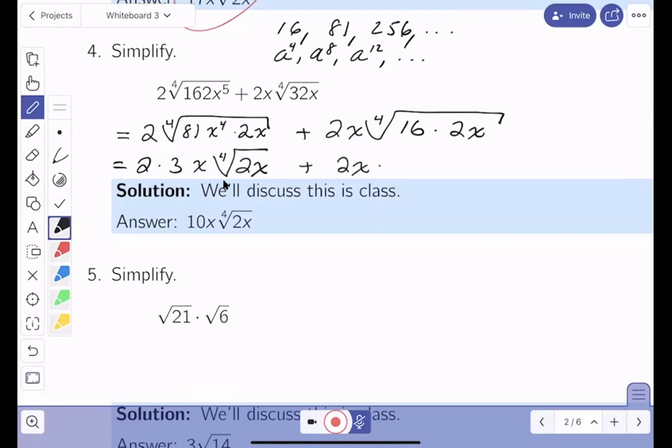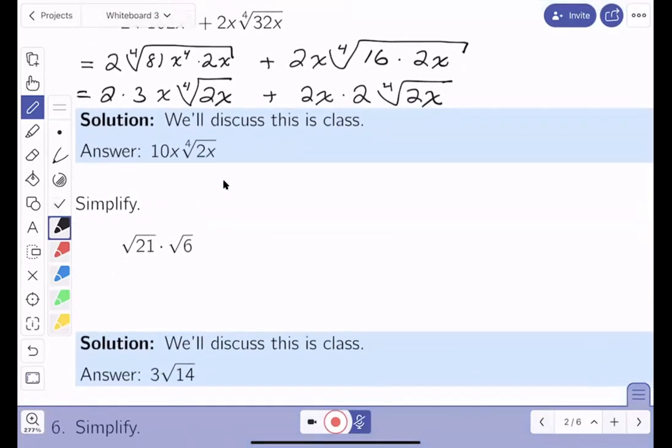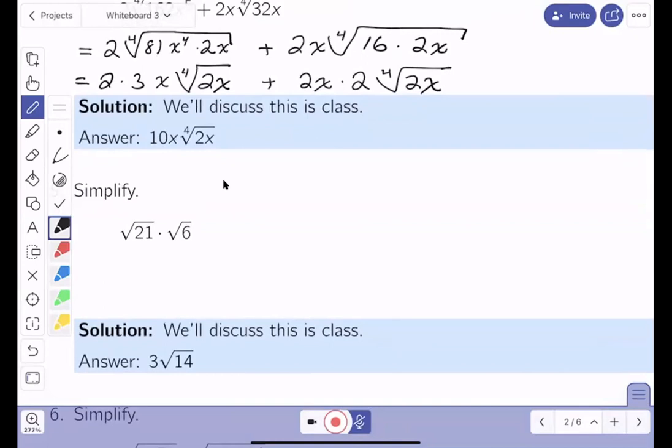2x times, what's the fourth root of 16? 2. Now, why is that? 2 times 2 times 2 times 2 is 16. What's left over? The fourth root of 2x. Again, in time, you'll get faster at this. But right now, I'm just looking to do the problem.